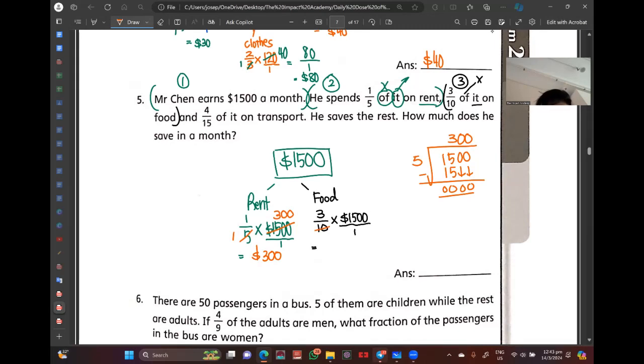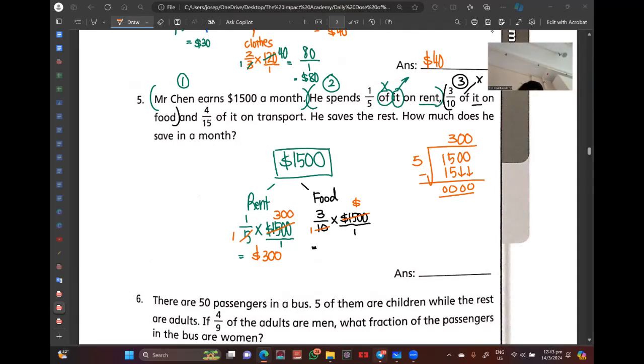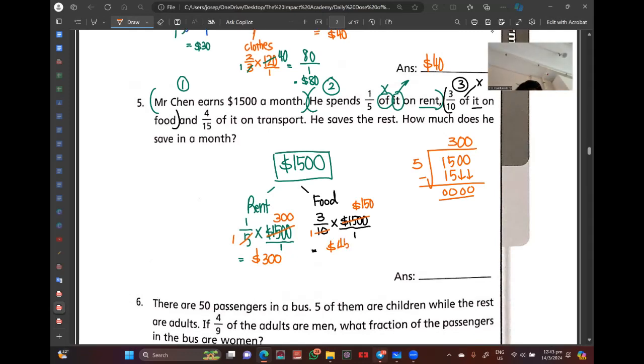Simplify first, then I multiply. Understand? 10 and 1,500 can cancel, right? Both of these can be divided by 10. Agree? 1,500 divided by 10 becomes $150. Agree so far? Because 1,500 divided by 10, I cancel the zeros, right? So 150 times 3, how much is that? 450. You all agree so far? Over 1 times 1 is 1, right? So therefore, it is still 450.